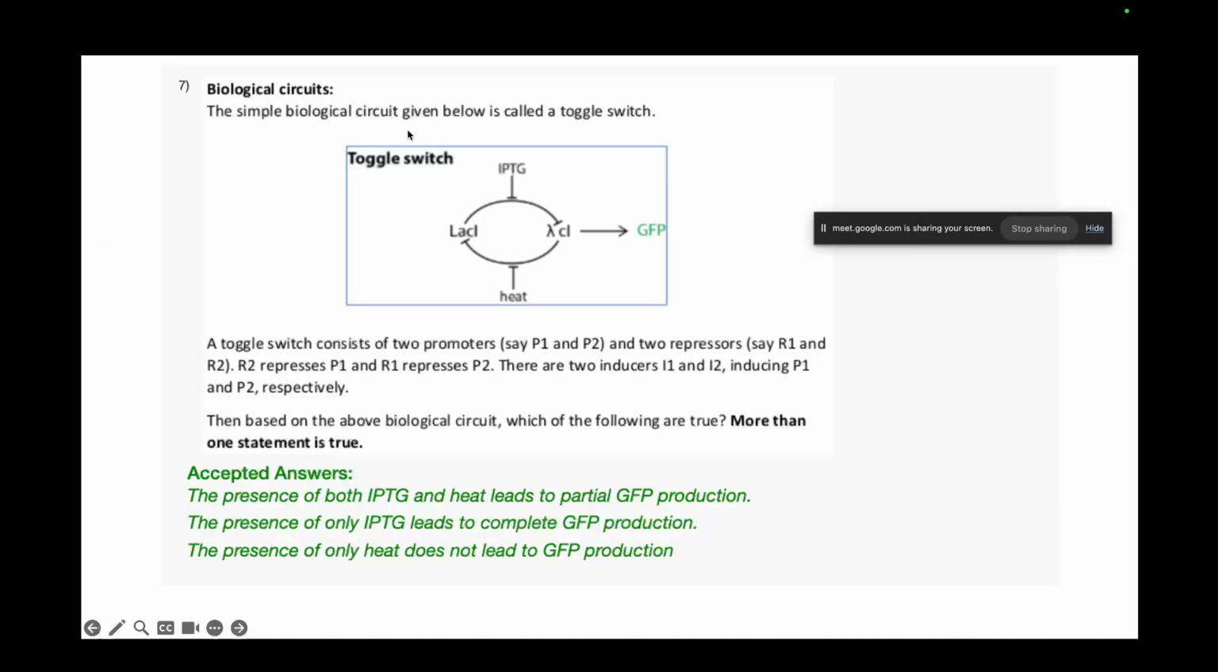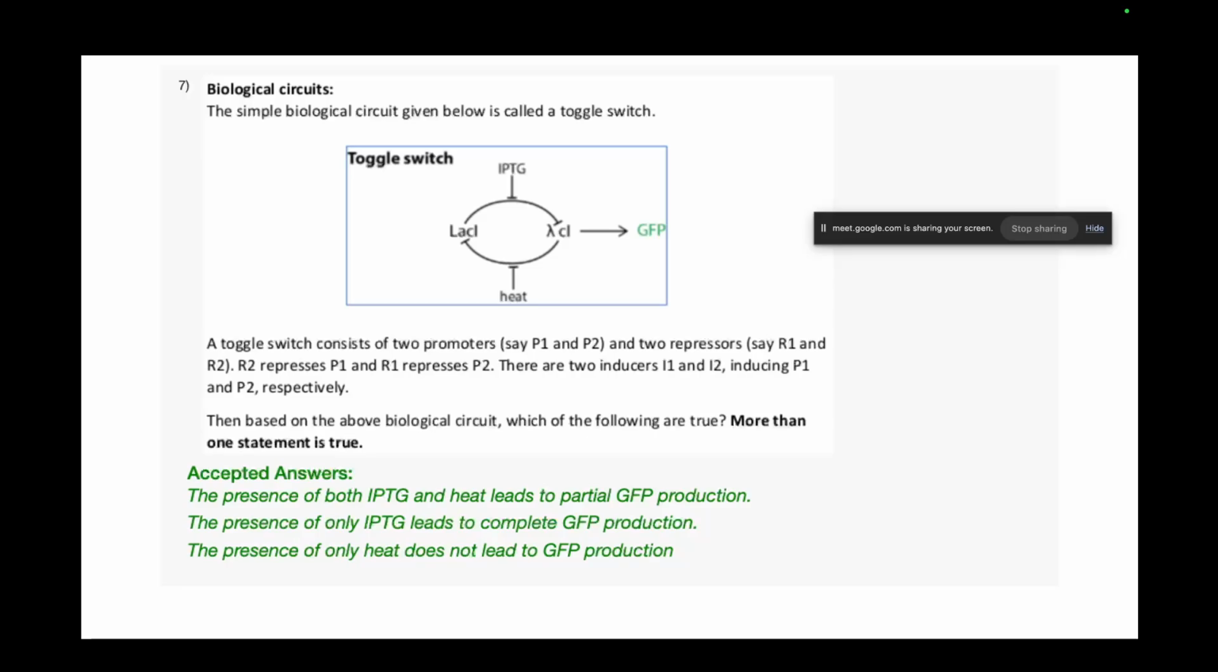So this is actually a toggle switch. As I was talking about, you have two elements which are repressing each other, and you have two other elements which are repressing these two. And the ultimate formation of GFP, which is the product here, is also a part of a Lac product. So that is produced by all four interacting elements. So you have a toggle switch.